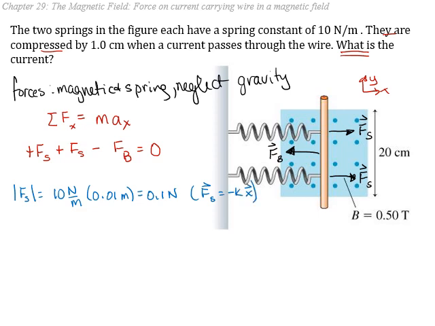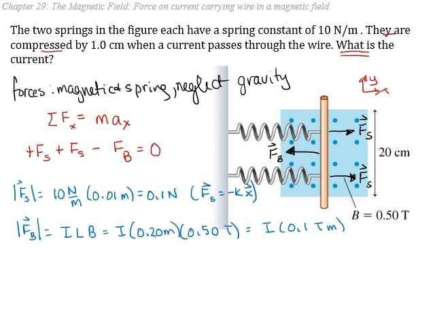The magnitude of the magnetic force is equal to the magnitude of the current times the magnitude of the length times the magnitude of the magnetic field. We don't know the current, let's just leave that as I. The length of our wire is given in the picture, 20 centimeters. And the magnitude of the magnetic field is also given in the picture, 0.5 teslas. So the magnitude of our magnetic force is current times 0.1 tesla meters.